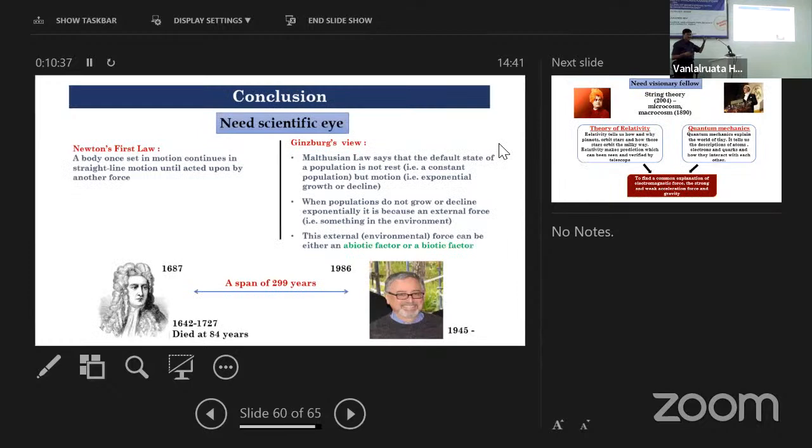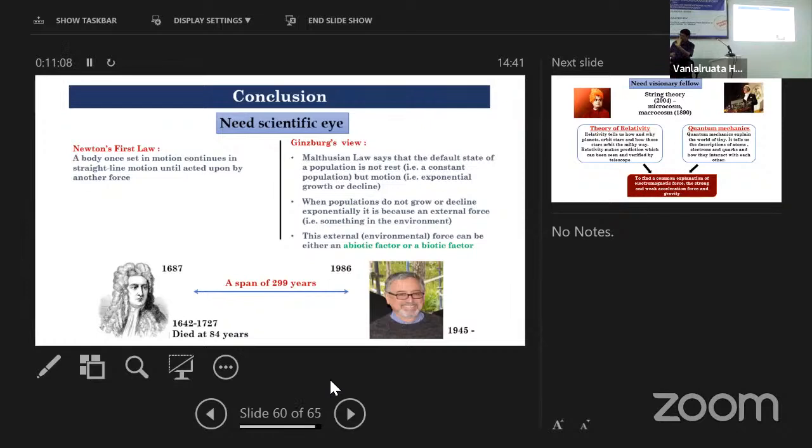So if I remember well, in my first slide I had Newton. Why did I put that slide? You have already remembered my math, dS/dt equal to rX. If you remember Newton's first law, a body at rest or in motion continues in a state of uniform motion until acted upon by an external force. This is Newton's first law that we know.